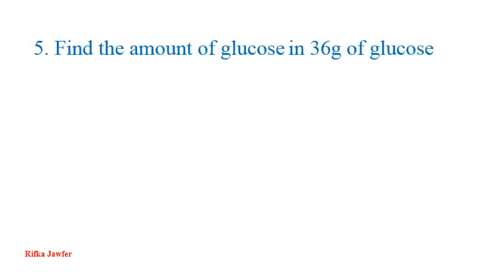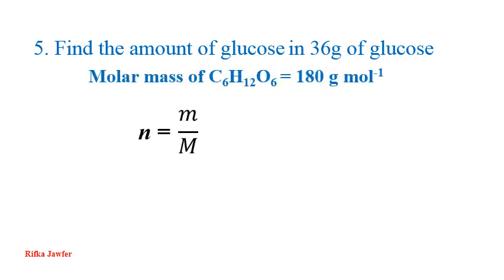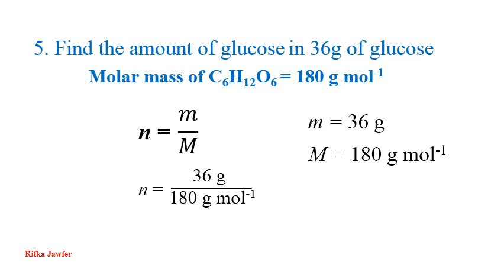We can do the same question in another method using the equation n = m/M, where the mass is 36 grams and molar mass is 180 grams per mole. So, n is equal to 36 grams divided by 180 grams per mole, and the amount of glucose is 0.2 moles.